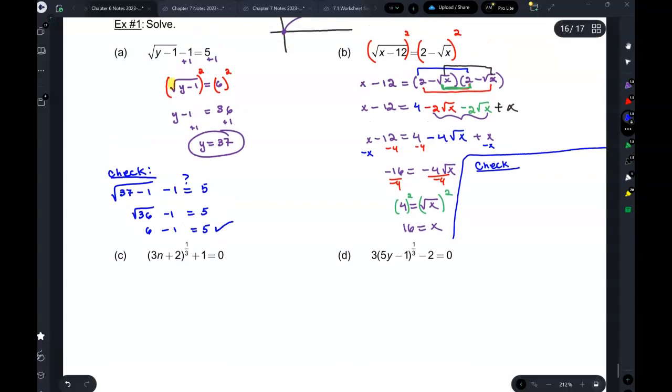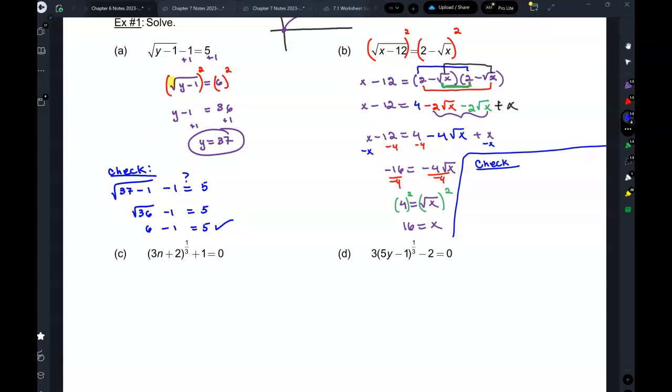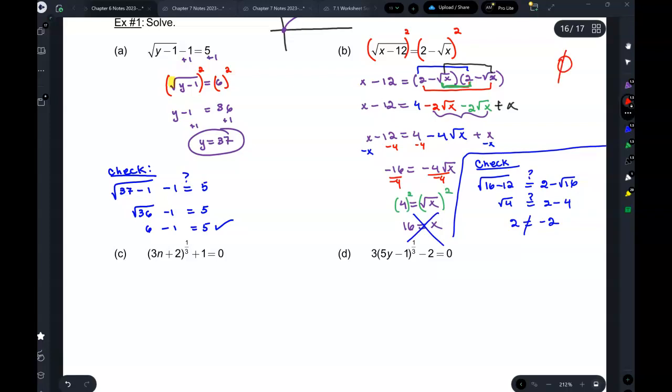All right, so we're going to plug it into the original. Okay, so I have the square root of 16 minus 12 equal to, okay, question mark, 2 minus root 16. So here I have root 4. 2 minus 4 is 2 equal to negative 2? It's not. So all that work, this doesn't even work. The answer here is no solution.